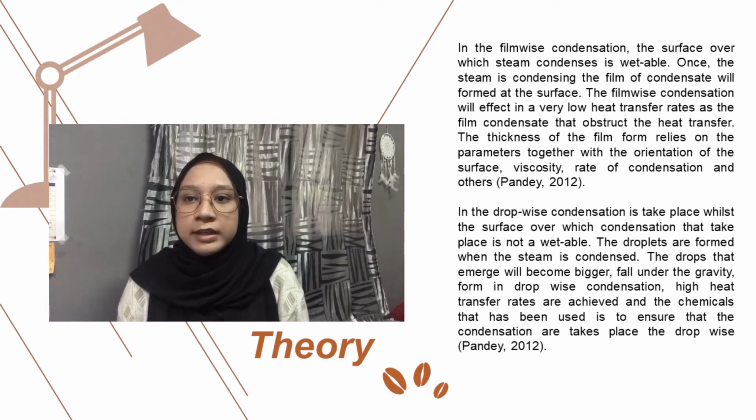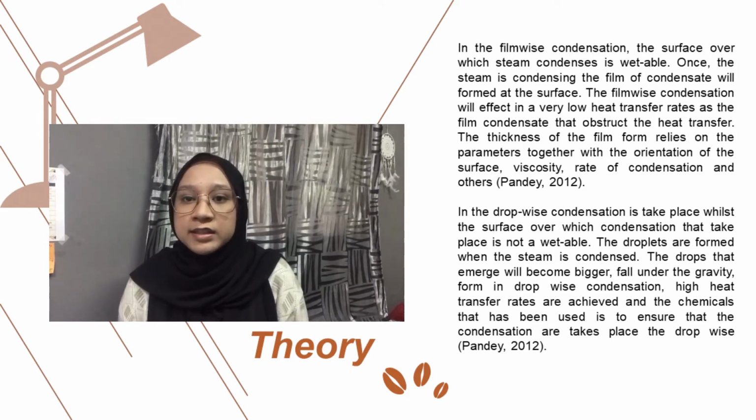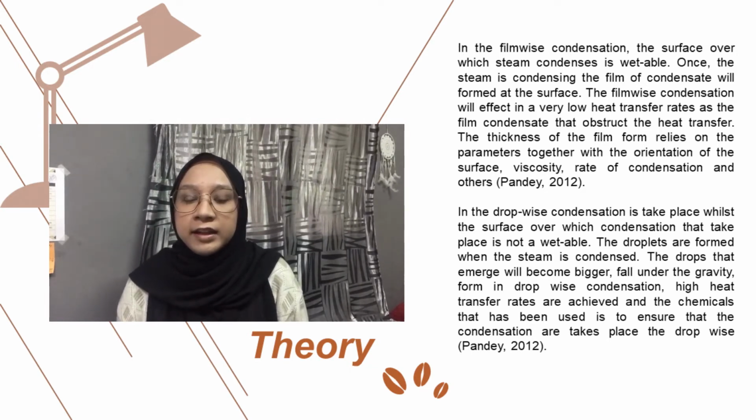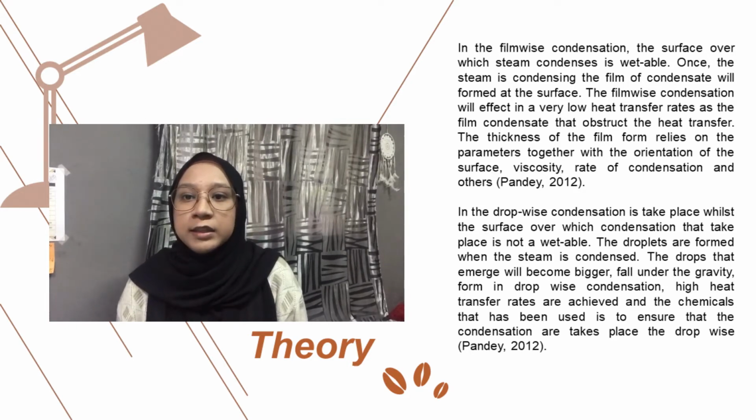While in drop-wise condensation, it takes place when the surface over which condensation takes place is not wettable. Droplets are formed when the steam is condensed. The drops that emerge become bigger and fall under gravity. High heat transfer rates are achieved, and the chemicals that have been used are to ensure that condensation takes place as drop-wise.